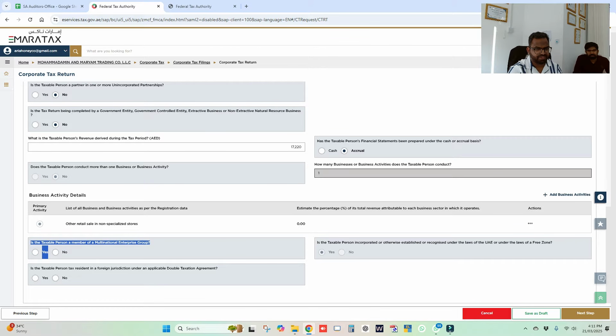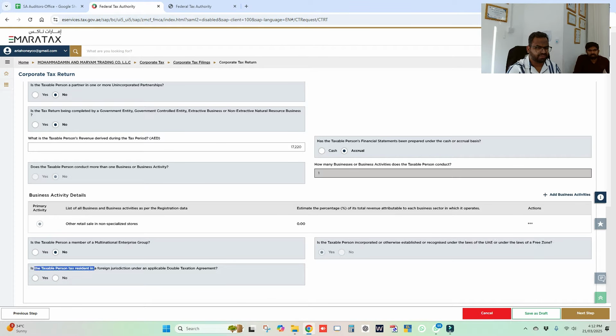Is the taxable person a member of a multinational enterprise group, like KFC or McDonald's, big corporates who have multinational enterprise groups? This is no. Is the taxable person incorporated or otherwise established or recognized under the laws of the UAE or under the laws of a free zone? Yes, this is registered under the UAE companies.